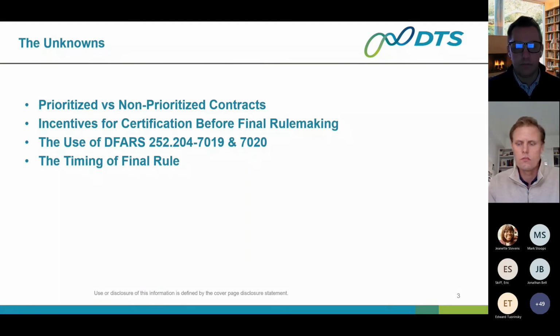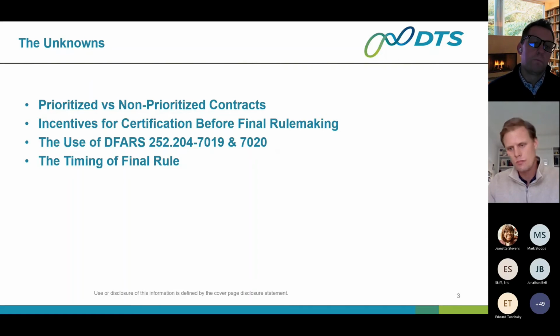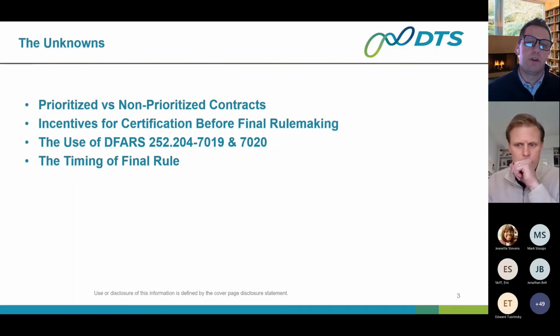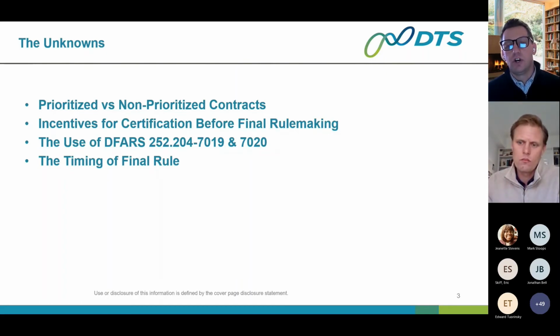The next point here is the timing of the final rule. In the CMMC 2.0 statement, it was noted that it could be anywhere from 9 to 24 months. And the latest things that I'm hearing and reading is that it is likely that the public comment period for the CMMC 2.0 final rule will come out at the end of 2022, and it's going to be a 60-day public comment period.